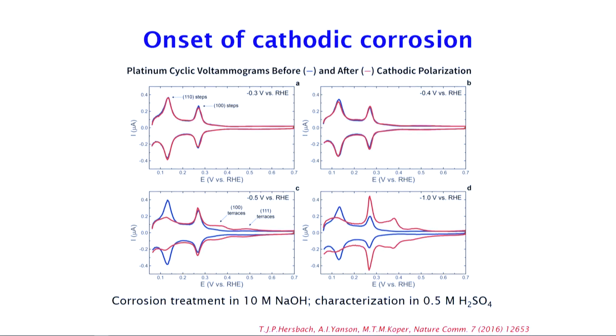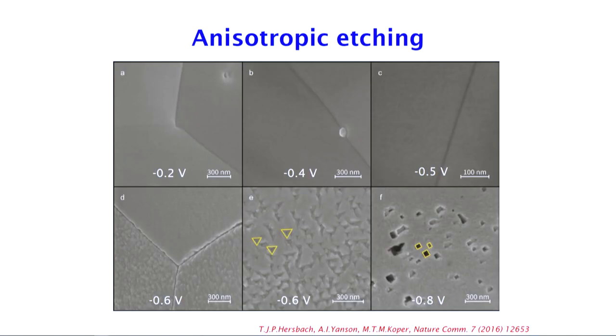we start seeing small changes in the voltammetry, and at minus 0.5 volts, so this is treatment in sodium hydroxide, and then we transfer into sulfuric acid to characterize, we see that the voltammetry changes and that this is associated to changes in the surface. And you can see those changes simply by using scanning electron microscopy. And here you see what we think is a 1-1-1 facet of the polycrystalline wire, and we make these triangular edge bits in the surface.